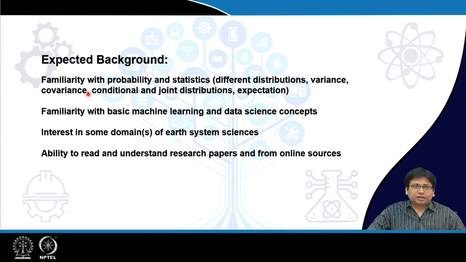The background expected for this course is that the students should be familiar with basic probability and statistics, especially concepts like various probability distributions, such as the Gaussian, gamma, beta and Dirichlet distributions, and so on. Then the basic concepts like variance, covariance, conditional and joint distributions, expectations and so on. You are not expected to be great experts in statistics, but a clear understanding of these basic concepts is absolutely necessary.